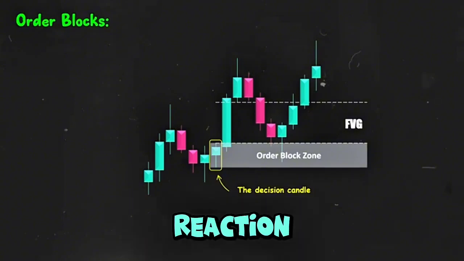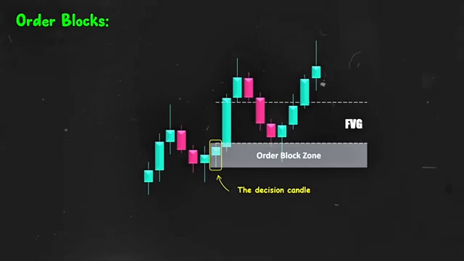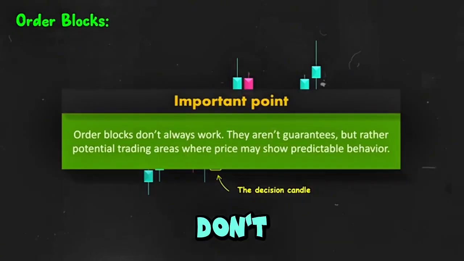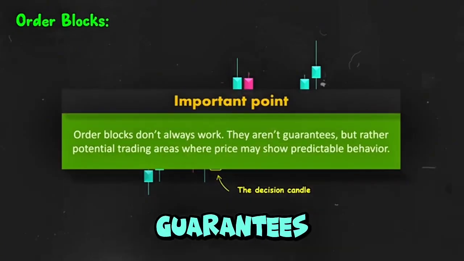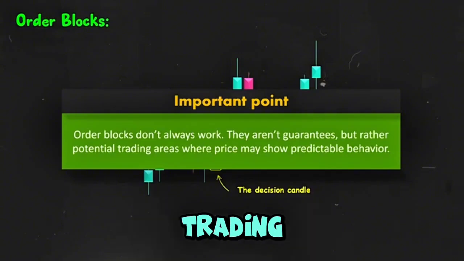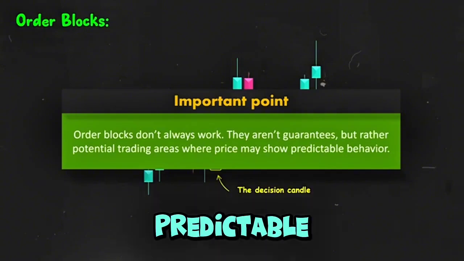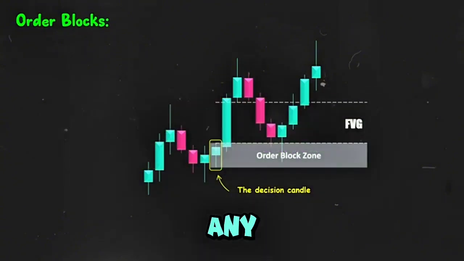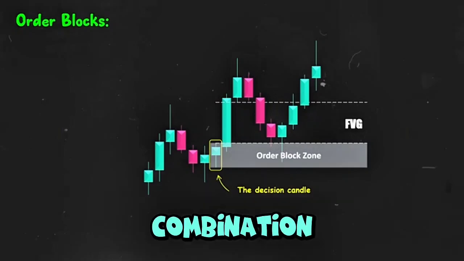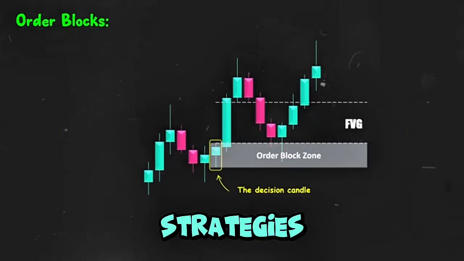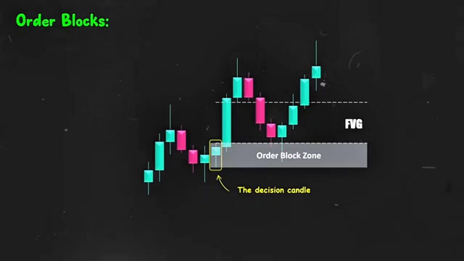However, this reaction depends on whether unfilled orders still remain within that zone. It's important to note that order blocks don't always work. They aren't guarantees, but rather potential trading areas where price may show predictable behavior. Like any tool in trading, they should be used in combination with other confirmations and strategies to improve their reliability.